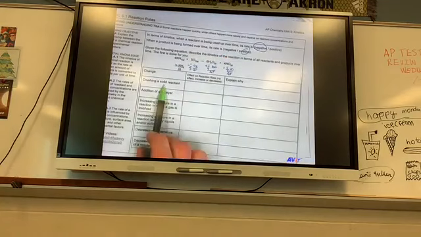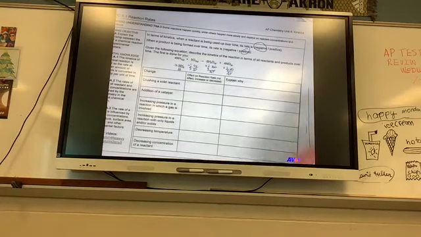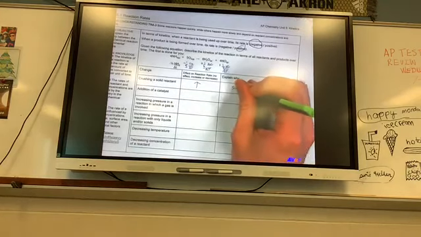So, crushing a solid reactant, how is it going to affect the rate? It's going to make the rate increase. Why? Surface area.